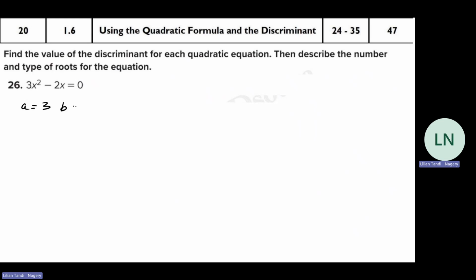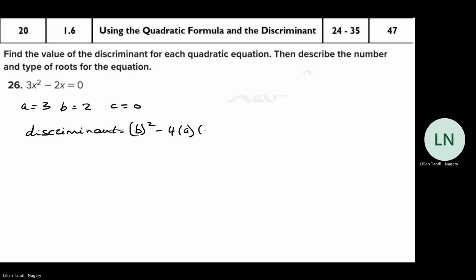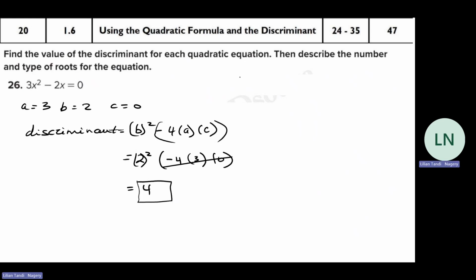A is 3, B is 2, C is 0. Discriminant equals B squared minus 4AC. This is 2 squared minus 4 times 3 times 0, which makes that 0. So this is 4. This is my discriminant. I box my answer.